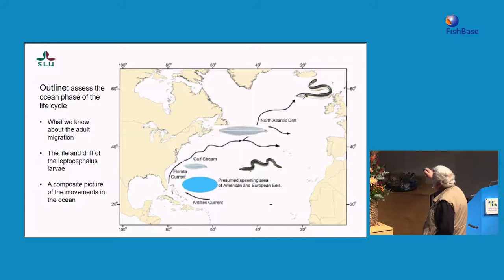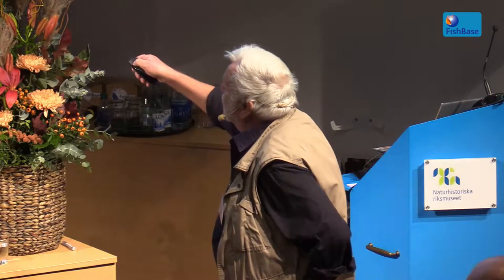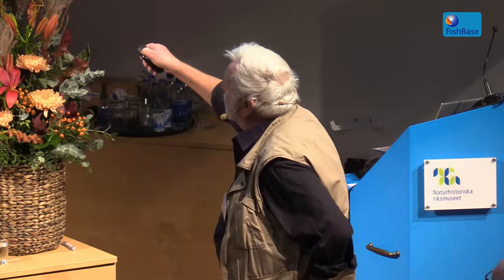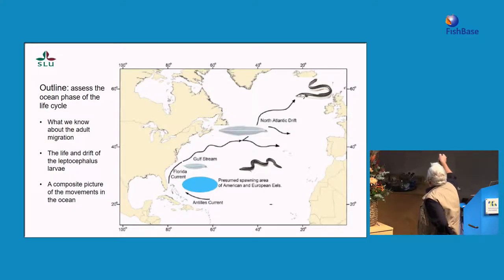So in the eye of this gigantic gyre is the Sargasso Sea. And this is where the life of the eel starts. The eel larva is called leptocephalus larva. They don't look at all like the adult eel. It's a willow-leaf-shaped, transparent little fish that drifts for several years in this current and is brought from the Sargasso over to the European side.